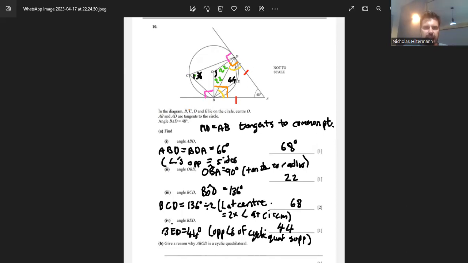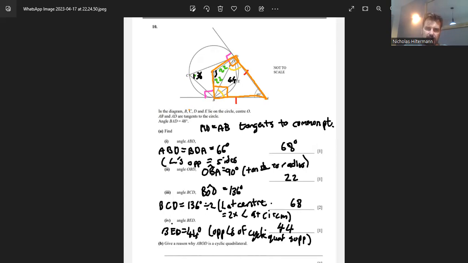Oh, well, that's easy because this is 90 and this is 90. ABOD. So I'm talking about the two orange ones. So we're talking about this ABOD here. And we notice that's 90 and that's 90.